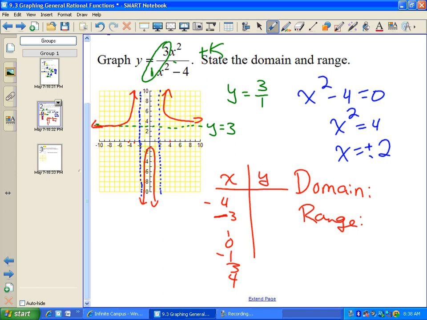What x's can I pick here? X is an element of all real numbers except positive or negative 2. Forgive my board running out of space. My range is y is an element of all real numbers except 3. And those come from the asymptotes.